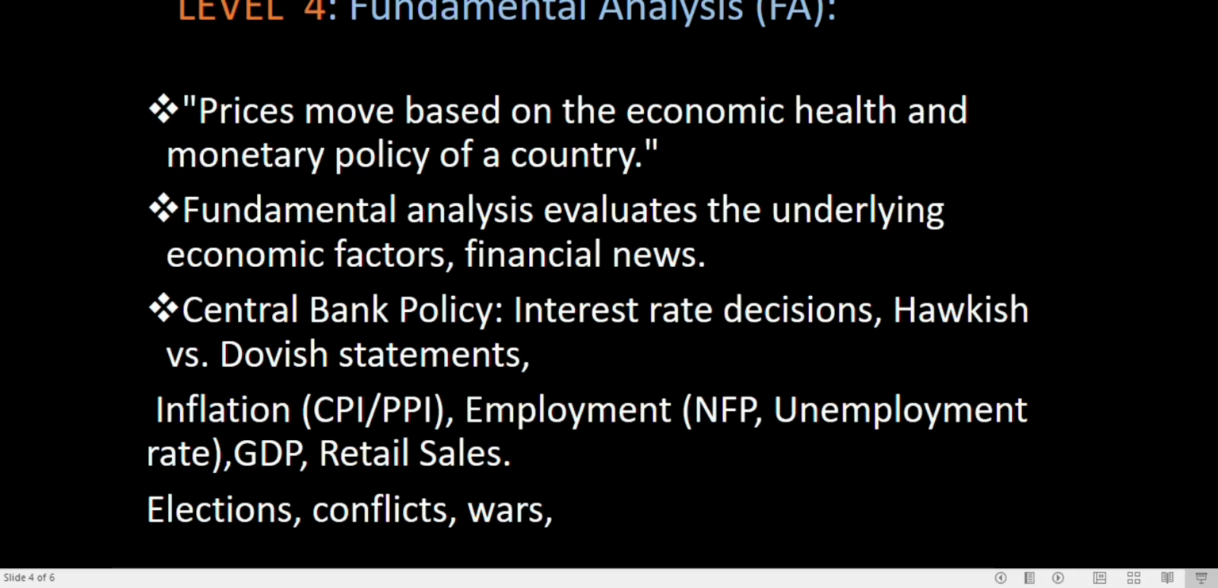And whatever you do basically falls around the health of such economy, of such a country. You understand? So fundamental analysis evaluates the underlying economical factors based on financial news.